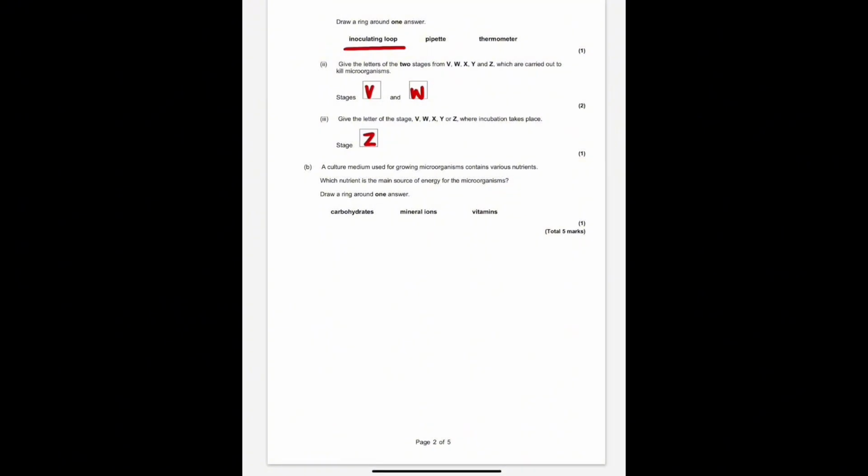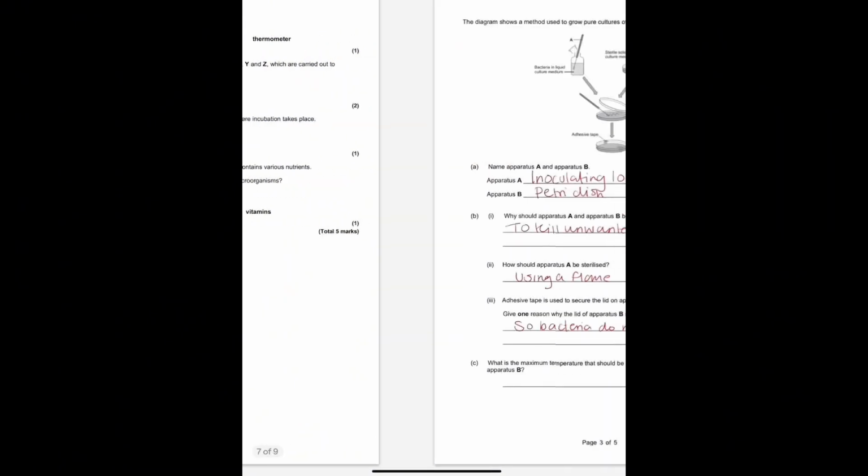Okay, a culture medium used for growing microorganisms contains various nutrients. So microorganisms need nutrients in order to help them survive. Which nutrient is the main source of energy for the microorganism? Draw a ring around one answer, and it's going to be carbohydrates. A lot of students do tend to write down mineral ions, but the correct answer is carbohydrates. Let's move on to the next question.